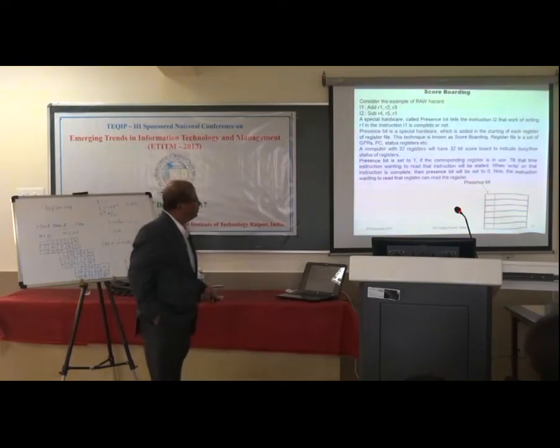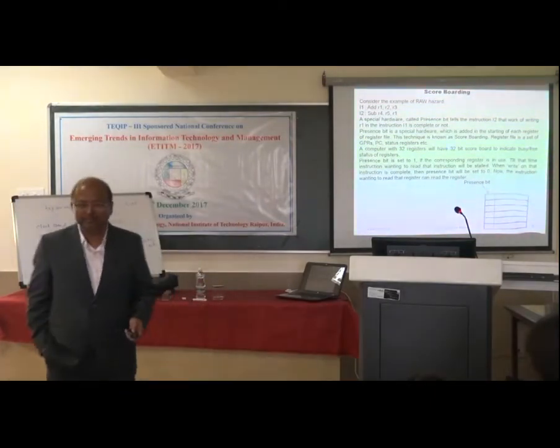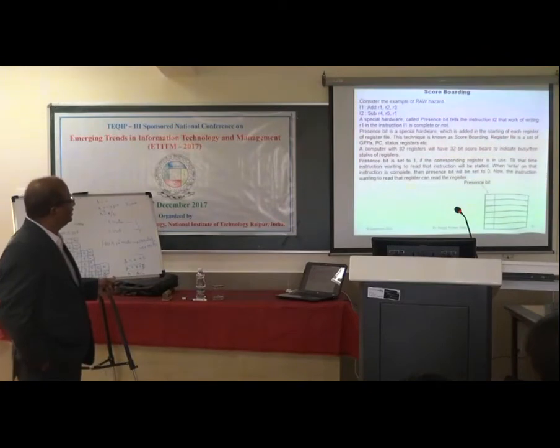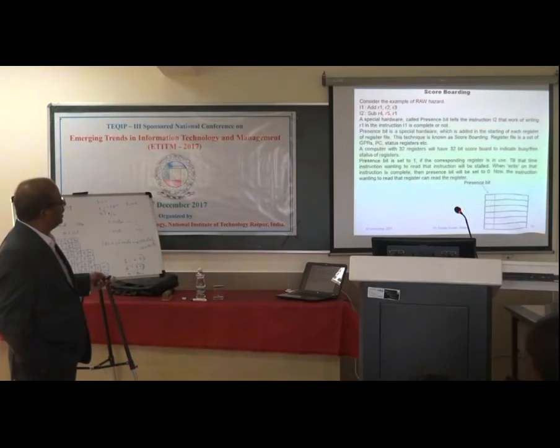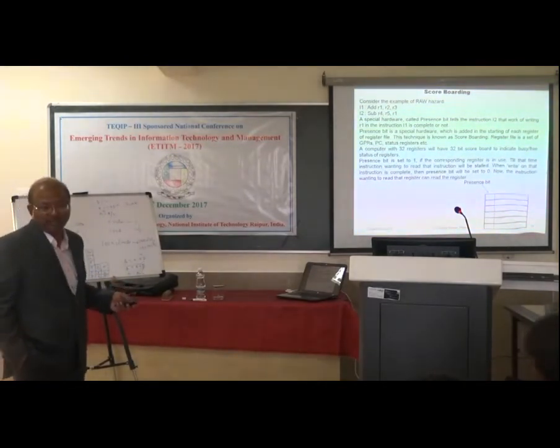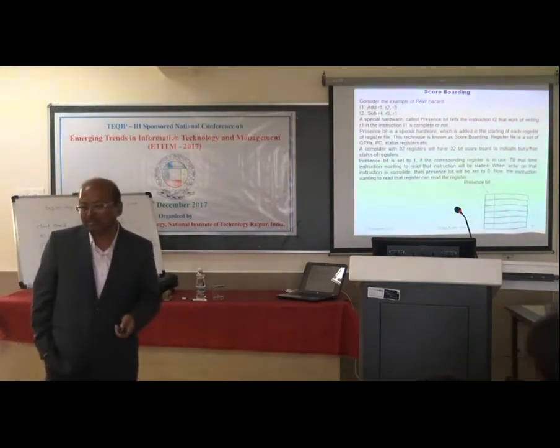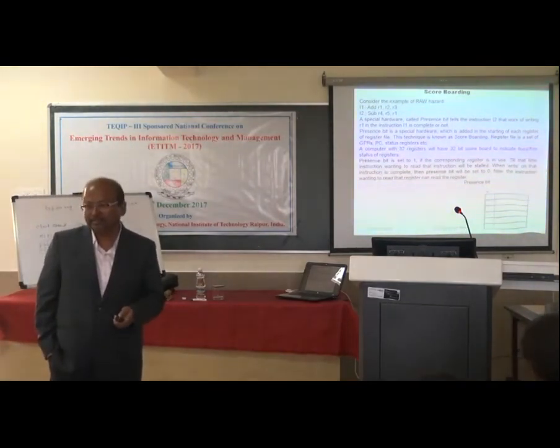Now, scoreboarding, another hardware algorithm. Consider the example of a RAW hazard: Add R1, R2, R3 and Subtract R4, R5, R1. Suppose this I1 is slow, so this R1 is not ready, and therefore some wrong result may be taken here. This is in the pipeline, so it may take some wrong value. To avoid this, as I told you, Tomasulo algorithm and scoreboarding are both hardware algorithms, which means some extra hardware is provided.